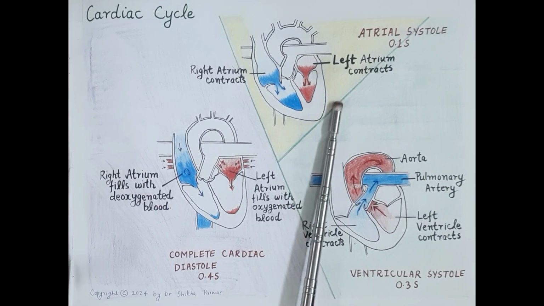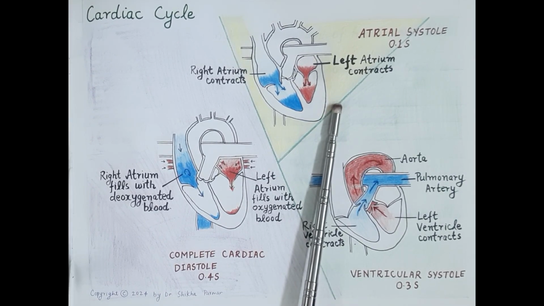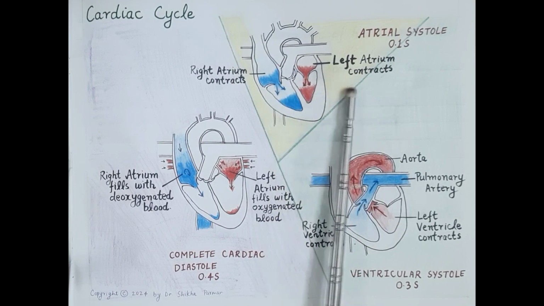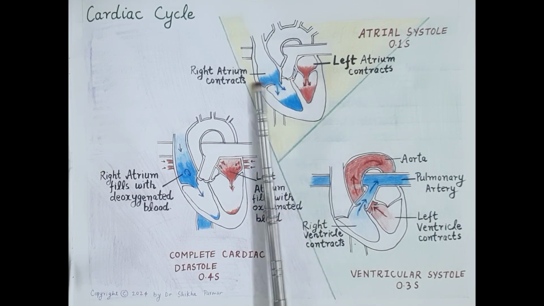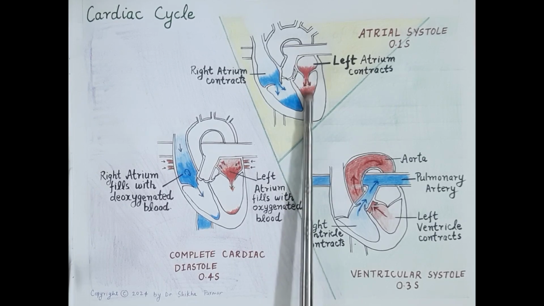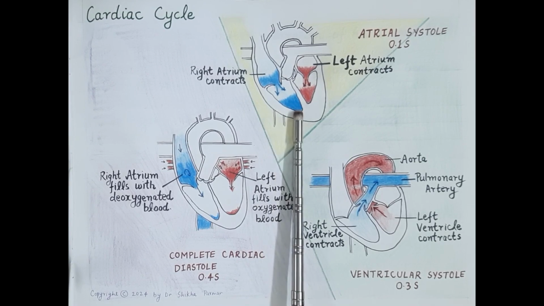Now, this figure represents atrial systole. Systole means contraction of the atria. Now, this phase lasts for about 0.1 second. Now, these atrioventricular valves open. And when the atria contract, the blood in the atria is pumped into their respective ventricles.